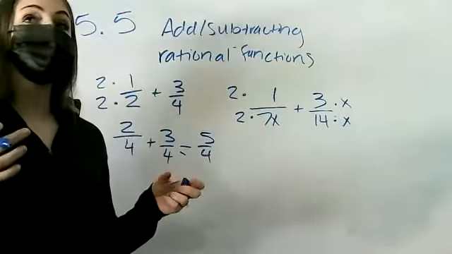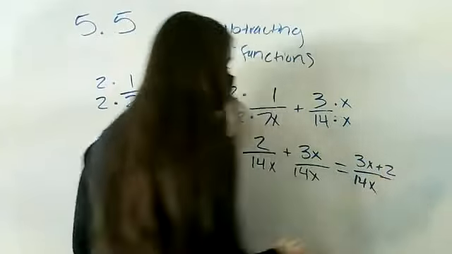So 2 times 1 is 2. 2 times 7x, good. 3 times x. 14 times x, 14x. Common denominator? Okay, so adding your numerators now, because we don't add denominators, right? You keep it the same. So it's still going to be that common denominator of 14x. 2 plus 3x, I can't add those, so it's just 3x plus 2.